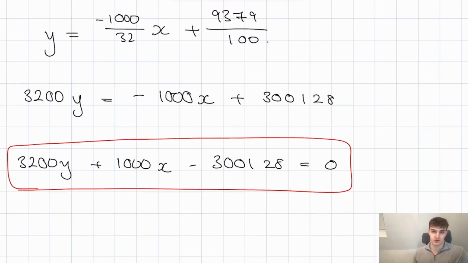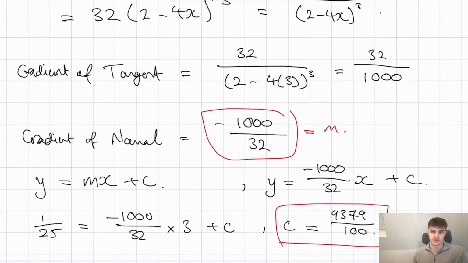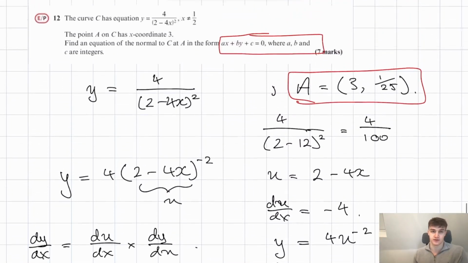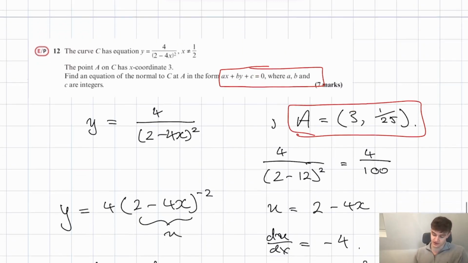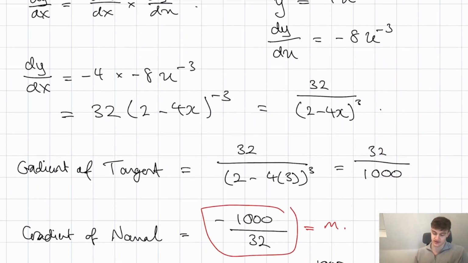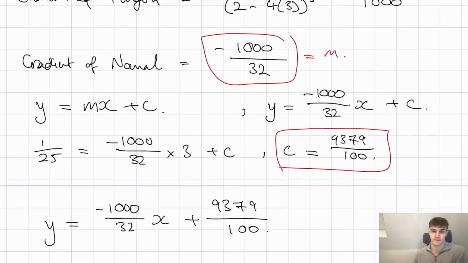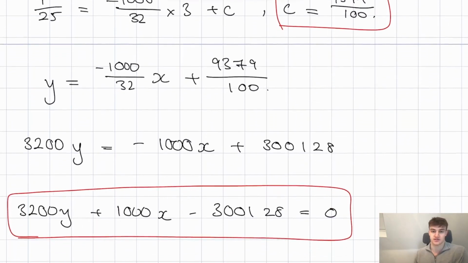Okay, but regardless, the process is the same here. So we're trying to find the equation of the normal. So first we find the gradient of the tangent, and to do that we differentiate. After that, we can find the gradient of the normal as the negative reciprocal and put it into a straight line equation. Okay, same process every time.